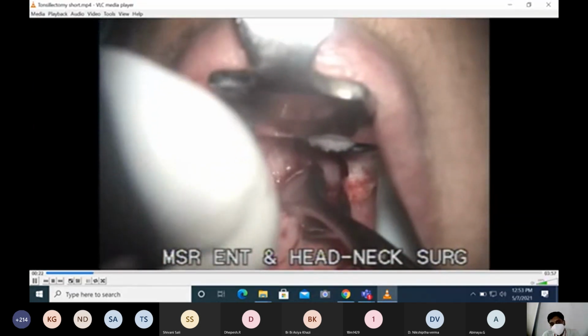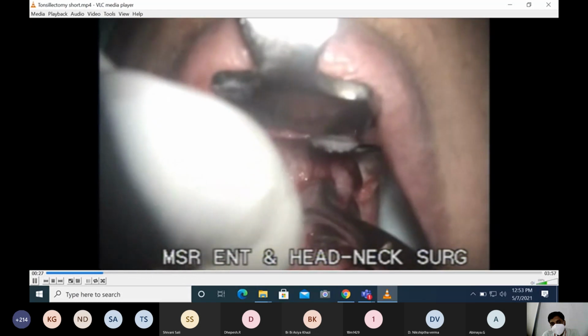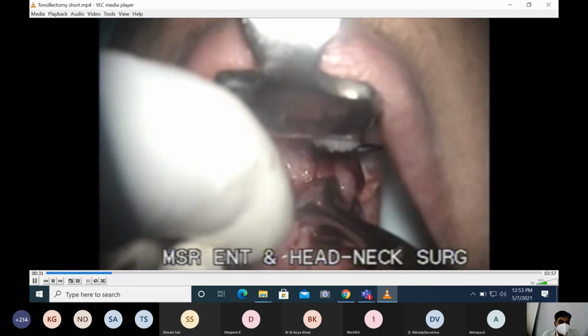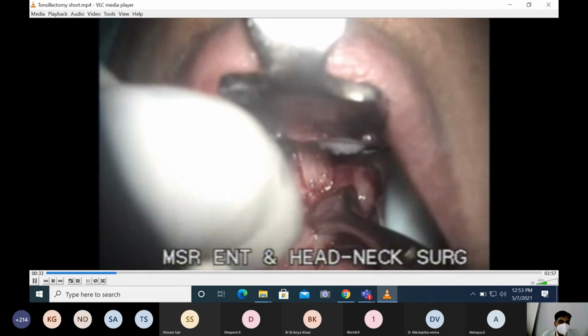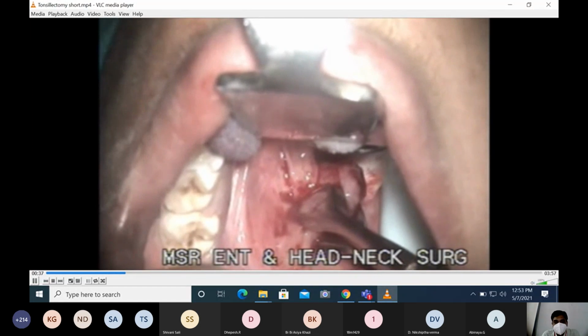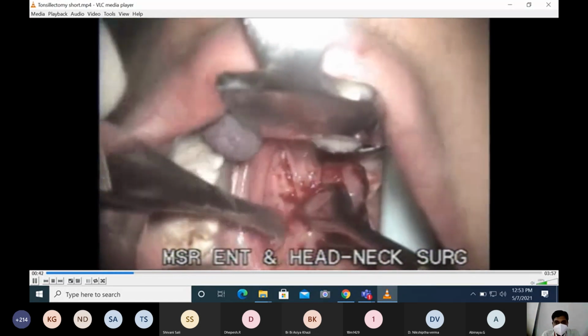Incision is taken on the gray line where the mucosa flows from the anterior pillar to the surface of the tonsil. After taking the incision, if you are oriented to this picture, the tongue blade which is shown on the top of the screen is actually at the lower end of the patient, or the lower jaw of the patient, and the head of the patient is towards me.